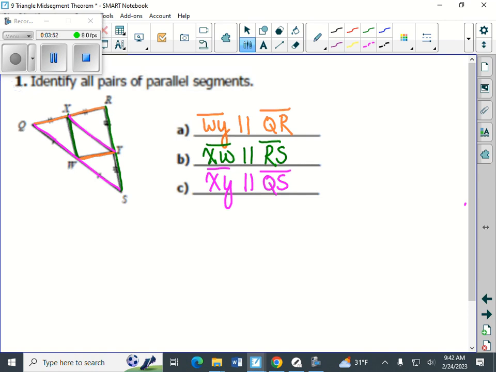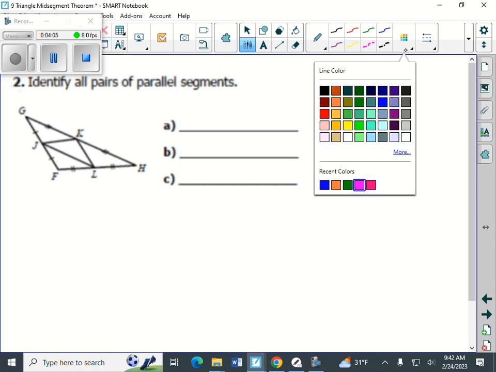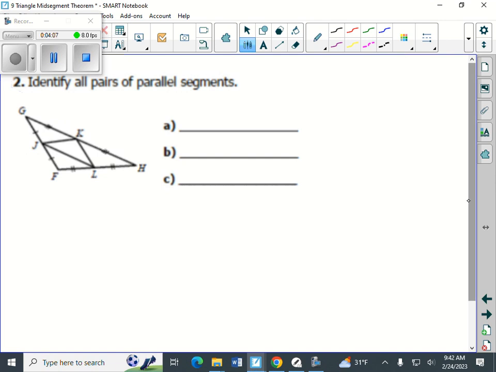So now that you've seen that one, it'll probably make problem number 2 a little bit more straightforward, because again we identify all pairs of parallel segments. Well, let's go back and use our colors, and it doesn't matter which order you start in, but you do want to list all 3 of them. I will start with JK. Segment JK is parallel to segment FH.